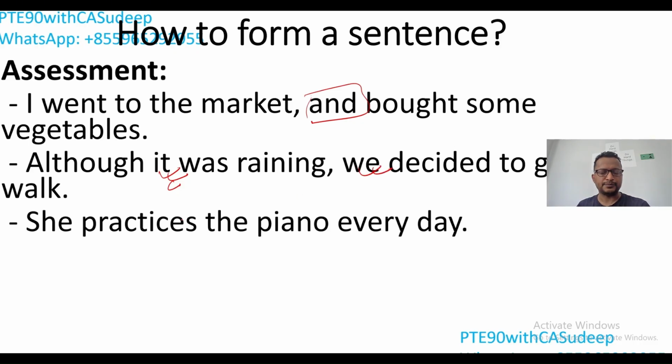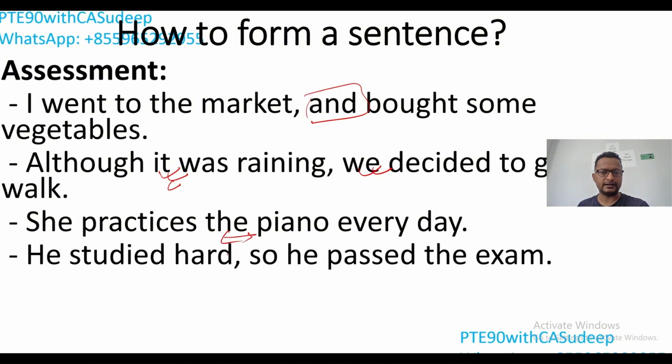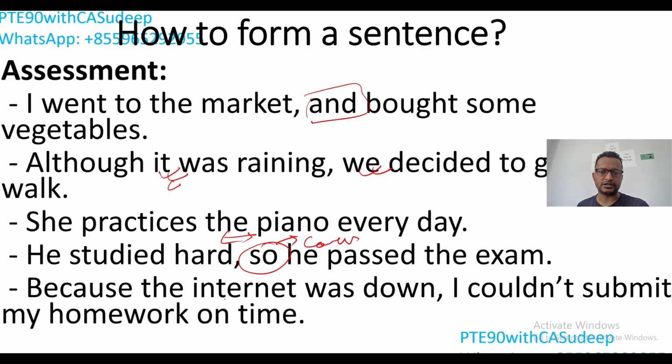And then, she practiced the piano every day. So this is a simple sentence because there is only one idea, right? Although she studied hard, she passed the exam. So fanboy. This is already a compound sentence, right? So this is how you're going to learn. Okay. Although the internet was down, I could not submit that. This is a complex sentence, because why? There's a dependent and an independent clause.